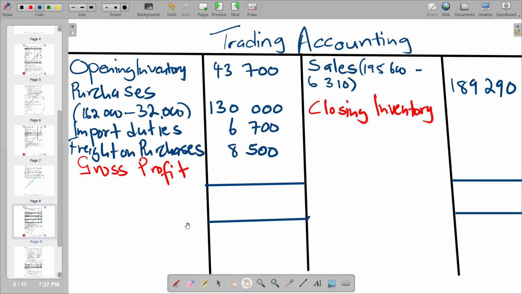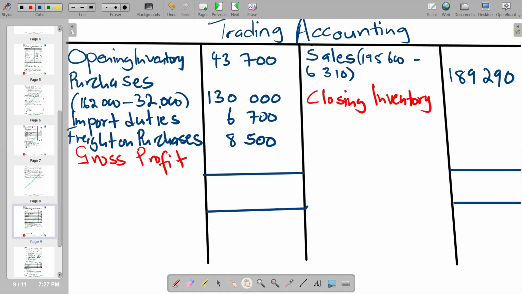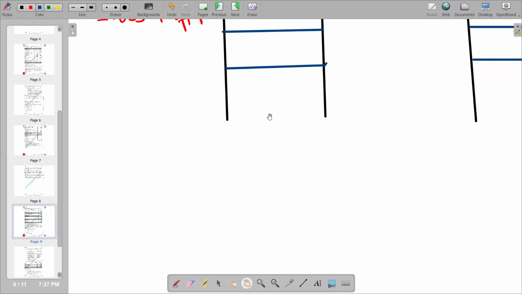So our figure for our total gross profits, we are going to find it separately. The figure for total gross profit, we are going to find the gross profit on normal sales, and then we are also going to add the gross profit on yield sales.